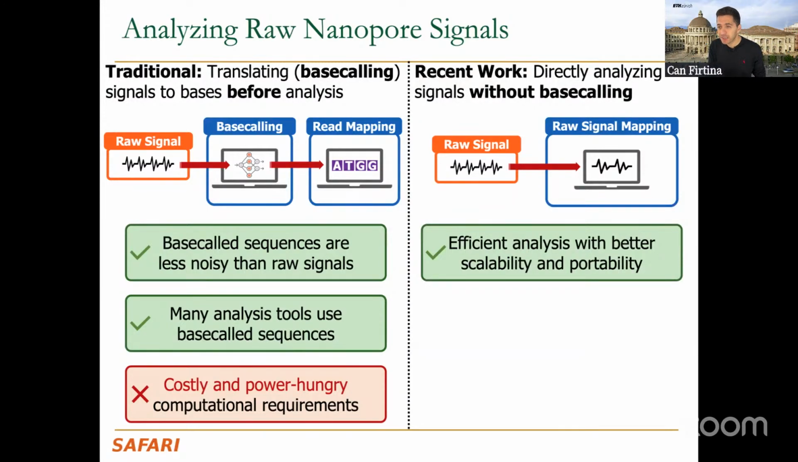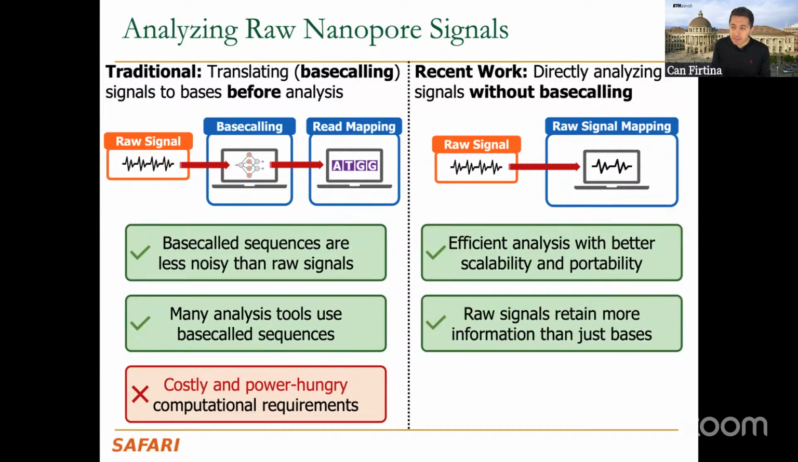This is relatively better in several ways. For example, now that we don't need this additional step, the entire analysis can be much more efficient, perhaps with better scalability and portability, because perhaps we would not necessarily need the GPUs to do the base calling. And raw signals, the raw electrical signal, retain more information than just individual bases. So this can also be considered as compression, right?